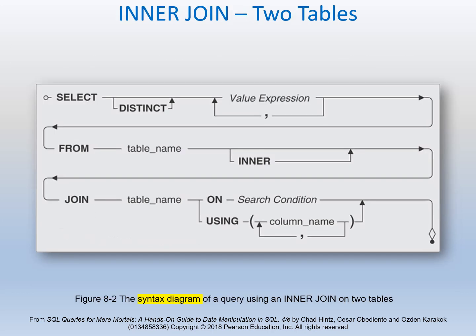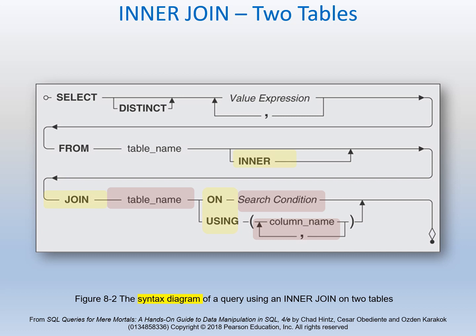This is the syntax diagram of an inner join between two tables. We see our keywords INNER, JOIN, ON, and USING, all uppercase, bold font. After the join, we have the table name. After the on, we have the search condition. We are accustomed to search conditions. We have been using them in our where clause.